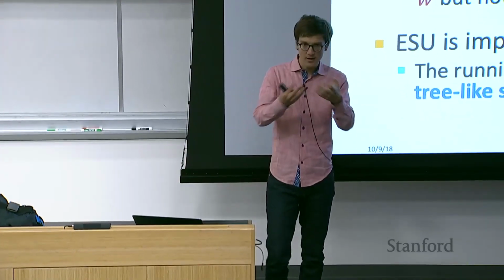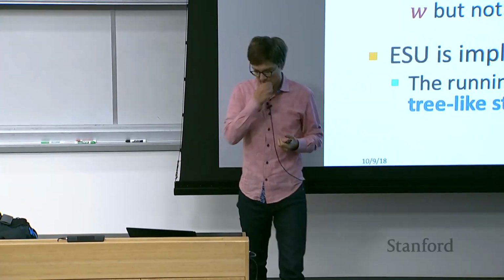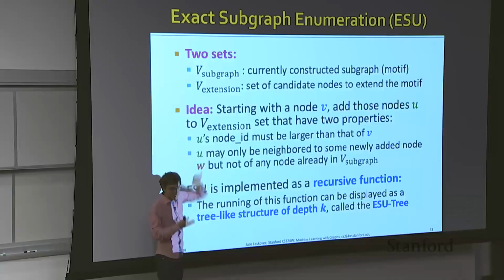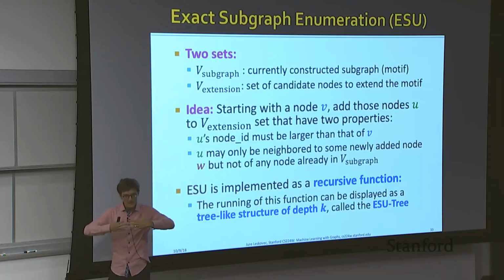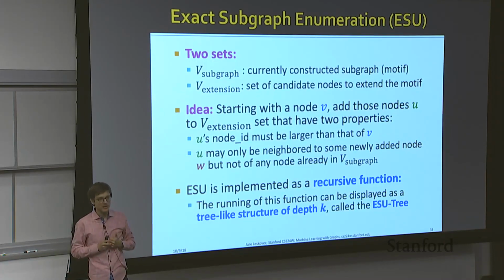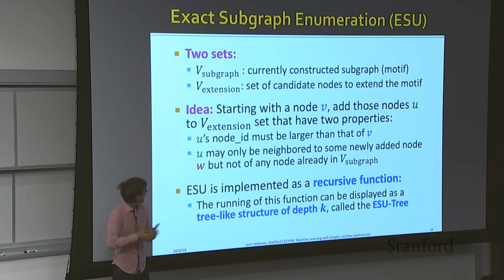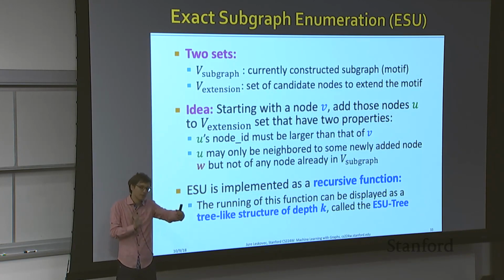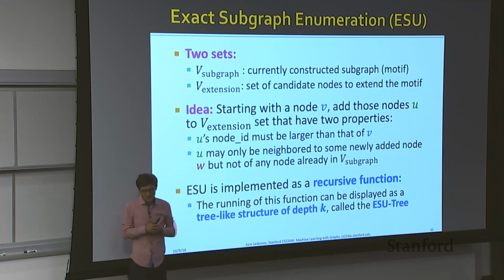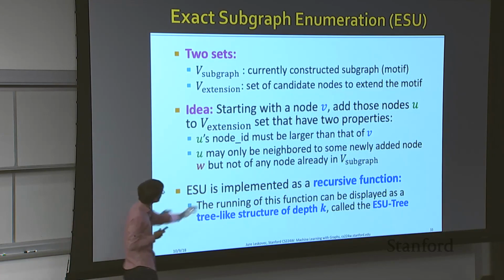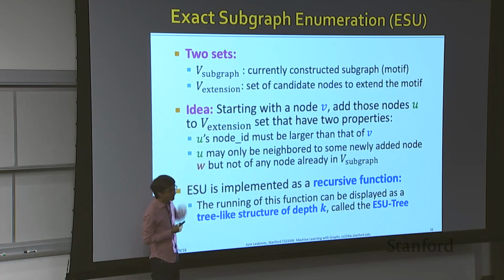This will be a recursive algorithm where we will have 2 sets. We will have a subgraph that we have built so far, and then we will have a set of nodes that will tell us where we can extend this subgraph. So we will be building this V subgraph from 1 node to 2 nodes, 3 nodes, and so on. V subgraph will be the subgraph we have already built, and V extension will be a set of nodes to which we can further extend this subgraph to make it 1 node bigger. And the idea will be the following. Here's the main idea for the algorithm.